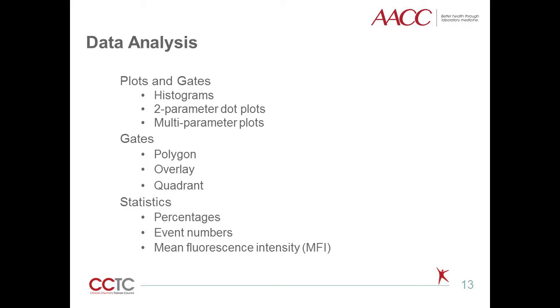Gates are used to identify the population of interest, and then subsequent plots can be made to display only the events within a certain gate or combination of gates. Polygon, overlay, and quadrant gates are frequently used. Once the plots and gating logic are in place, a number of different statistics can be calculated, including percentages, event numbers, and mean fluorescence intensity, or MFI, which is how bright the signal is.